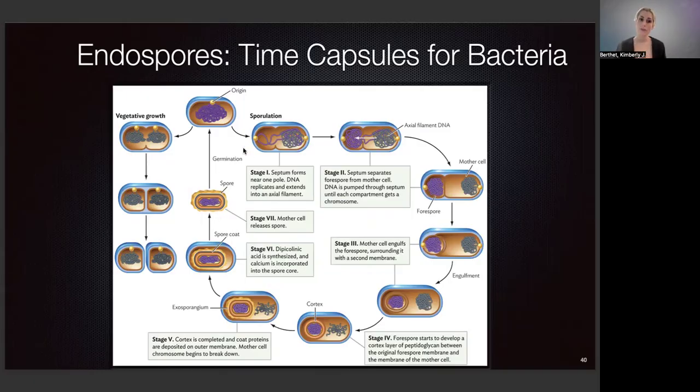We go from a spore, this completely dormant phase, the metabolically inert cell, back to a metabolically active cell. So we can germinate back. And here we see we can become a normal cell and go into what we call vegetative growth. We can go ahead and run binary fission again.